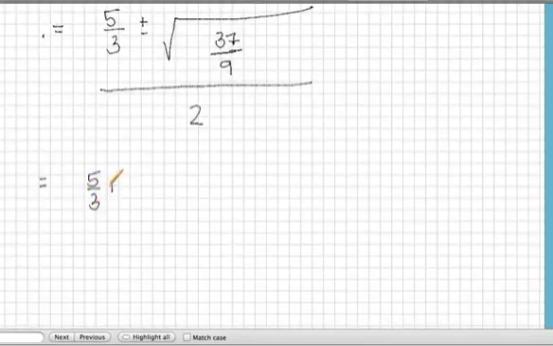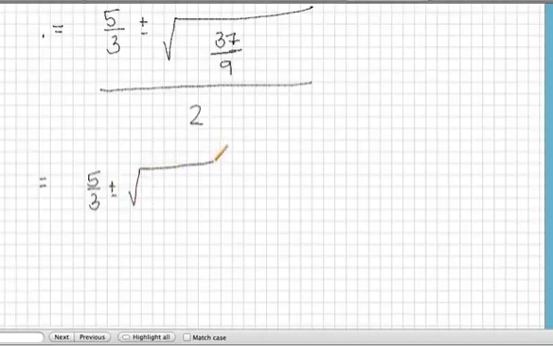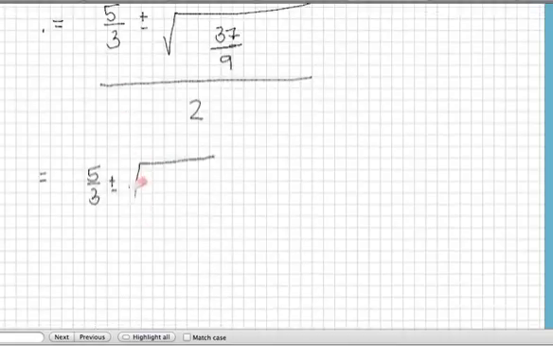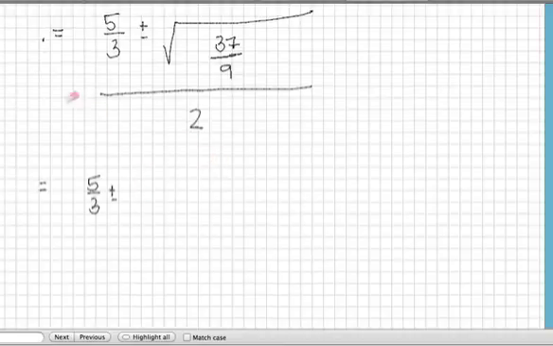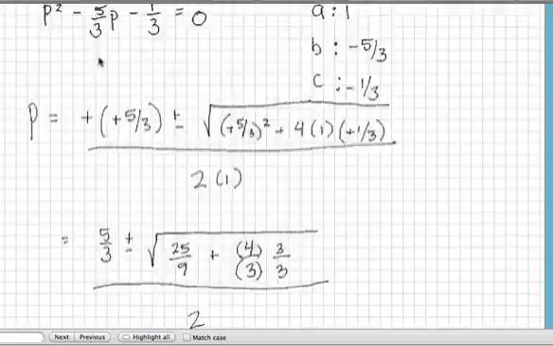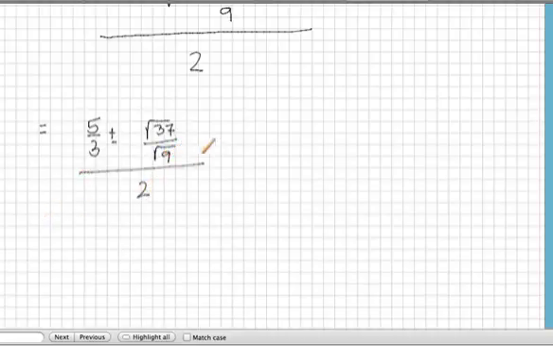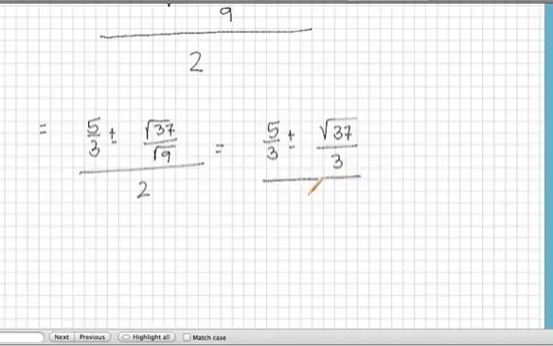This is 5/3 plus or minus the square root of 37 over 9. We can actually split up the square root there if we want, so that it becomes the square root of 37 over the square root of 9, and that's exactly what I'm going to do. And that's still over 2. And that is equal to 5/3 plus or minus. Square root of 37 does not simplify. 37 is a prime number. But the square root of 9 certainly does. That simplifies to 3, and that's all over 2.